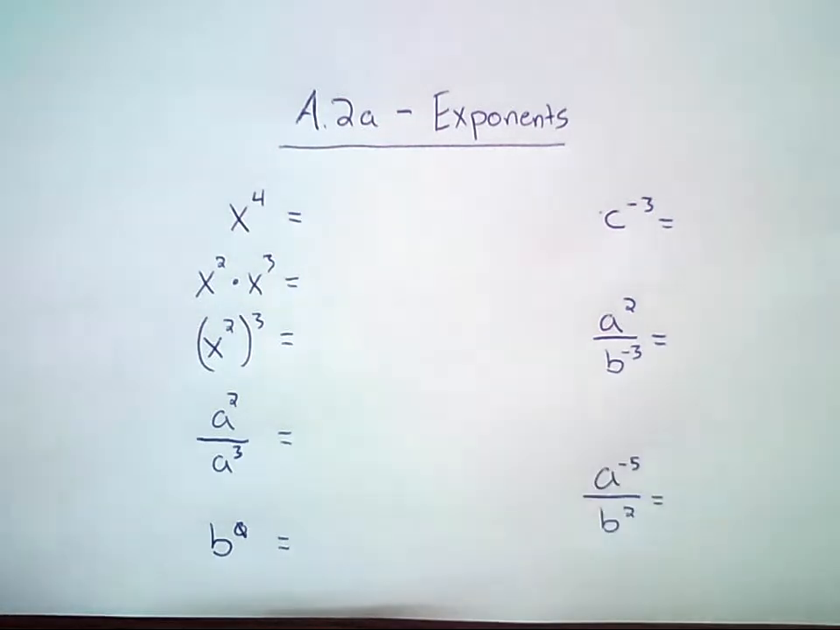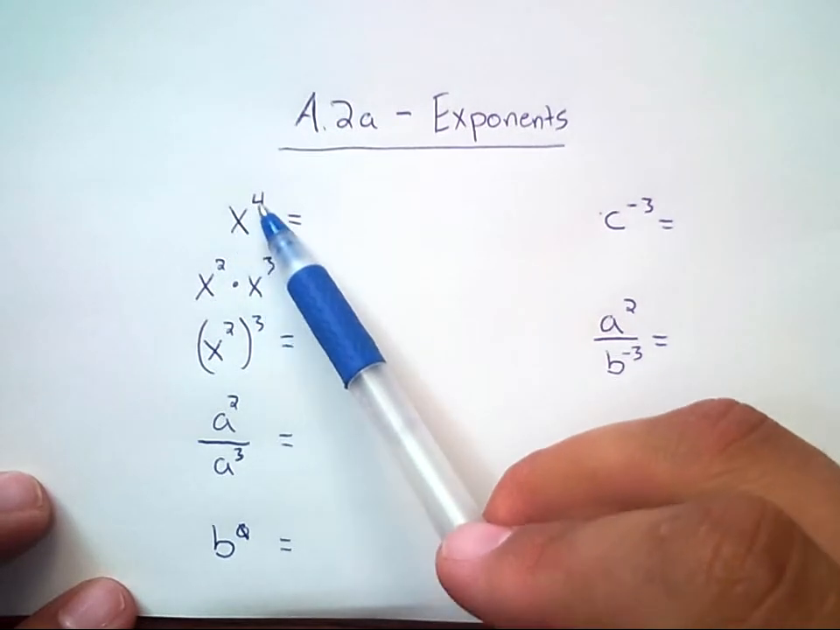So what we have here is just a bunch of different little problems set up, and we're going to go through all of them because some of them could be a little confusing. Let's just start off with regular old x to the fourth power here.